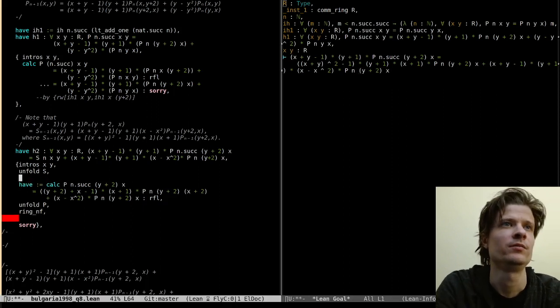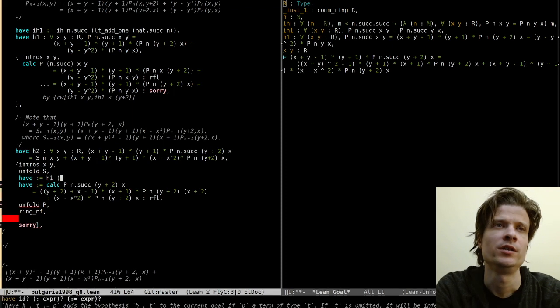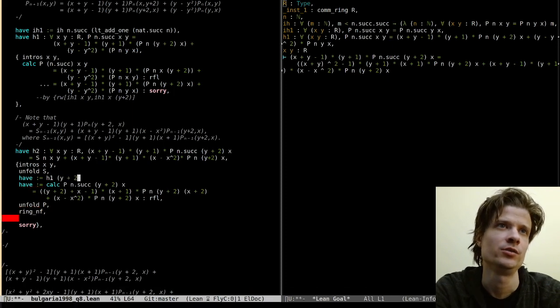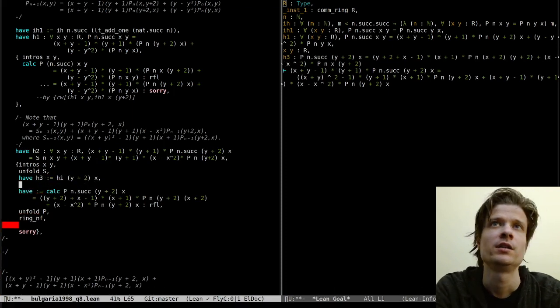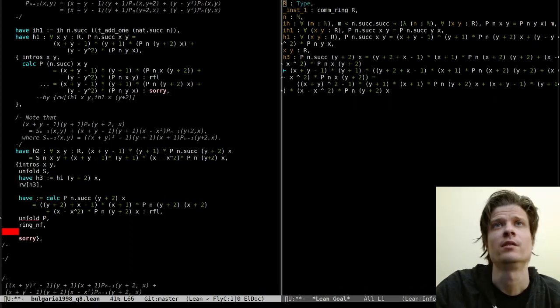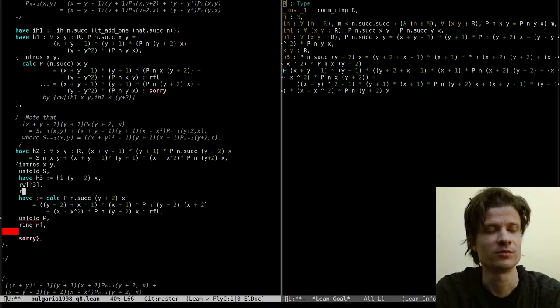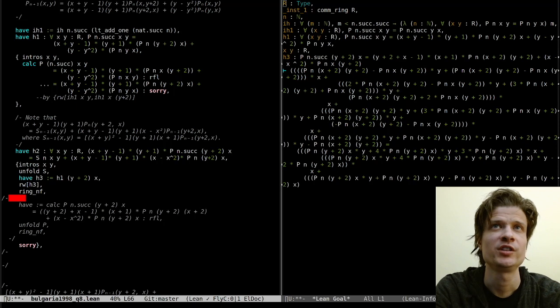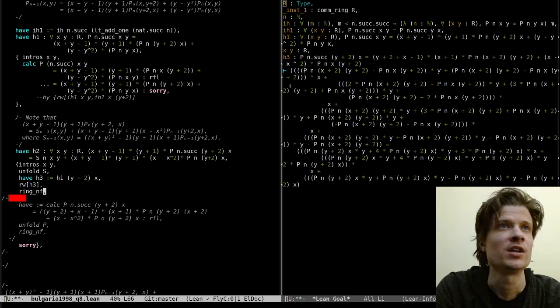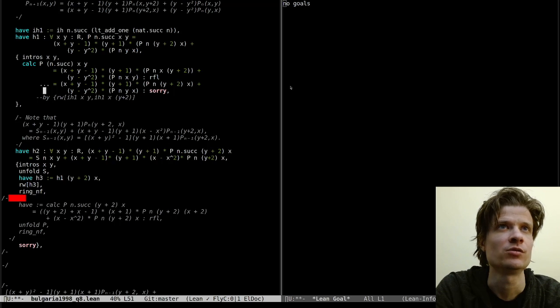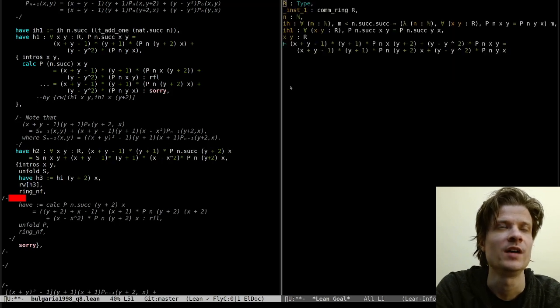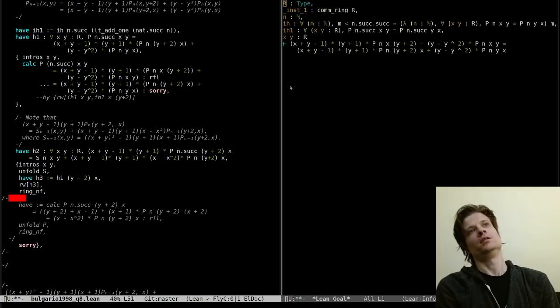So we have H1 of y plus 2. Let's just call that H3. And I can rewrite, right? That gives us this even bigger term. Try ring. Does ring do it? I mean, it looks like I'm just making things even more and more complicated. I should make sure that H1 is something that's actually true, because I did sorry this up here after I tried futzing with the indices.